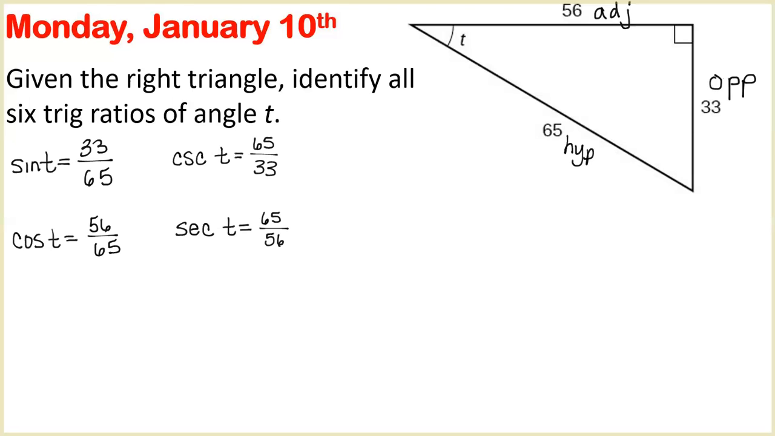And then the fifth and sixth are tangent. Tangent is opposite over adjacent. And cotangent is the reciprocal, 56 over 33. And that would be your six trig ratios. So if you weren't in class Friday, go back and watch that recording. It is posted for you to watch, where I went through all six trig ratios.